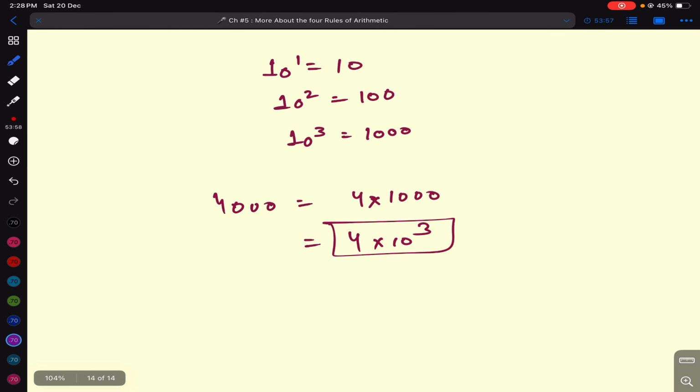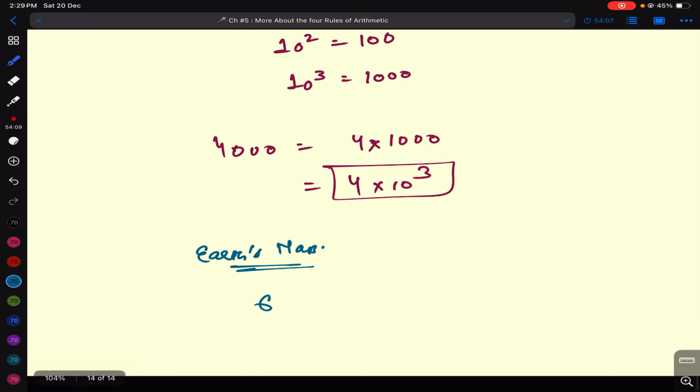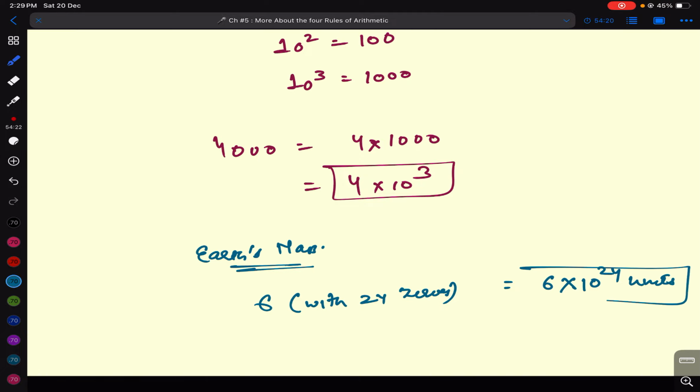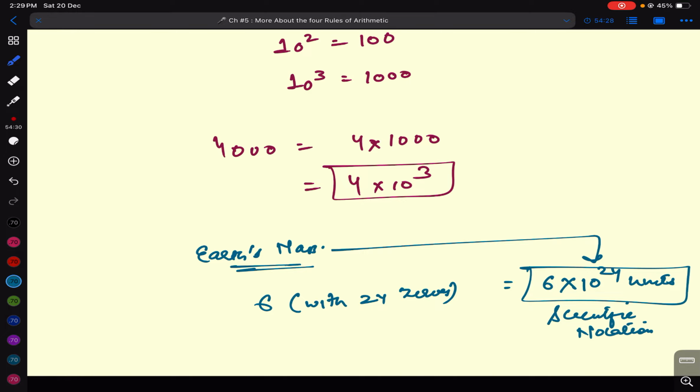Now when we talk about the mass of Earth, that is a lot of zeros, right? How many zeros? 6 with 24 zeros. So that can be written as 6 times 10 to the 24 units. So the Earth's mass can be represented this way. This becomes your scientific notation. Similarly, this was the way of measuring extremely large numbers.